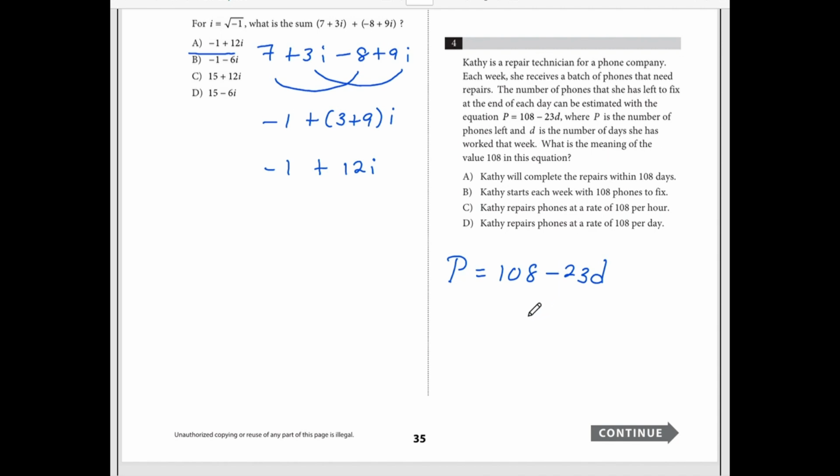So let's think what happened when D equals 0. That means she had not worked even one day. That means this part becomes 0. Then P equals 108. So this should be Kathy starts each week with 108 phones to fix.